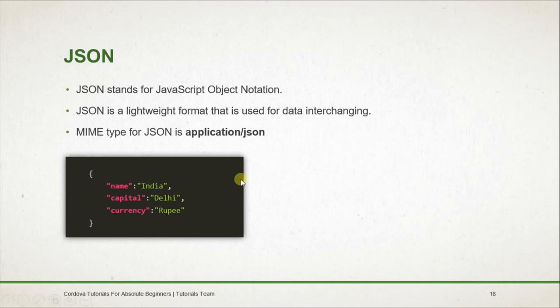This is a simple example of JSON in which we are using curly braces to represent the object. It contains three properties: name, capital, and currency. The name of the property is written on the left-hand side, whereas the values are written on the right-hand side. Name and value pairs are separated by a colon, and each property is separated by a comma. If you want to learn more about JSON, you can also refer to my other series on JSON.